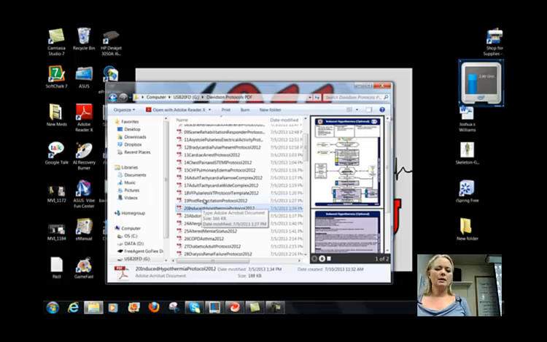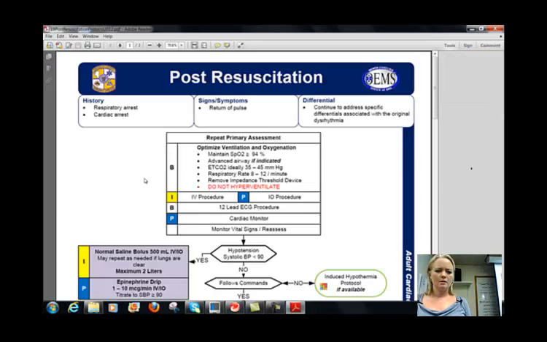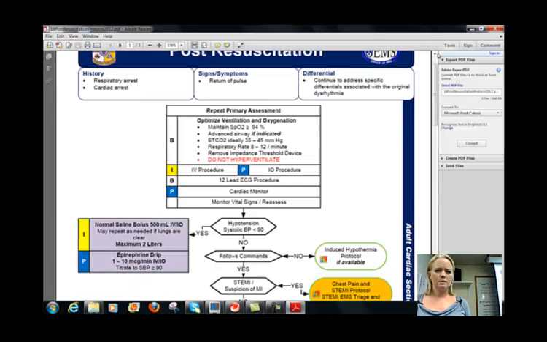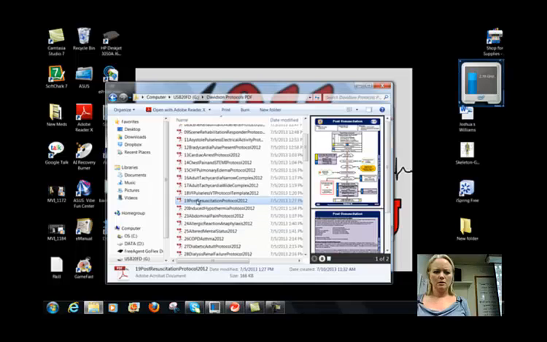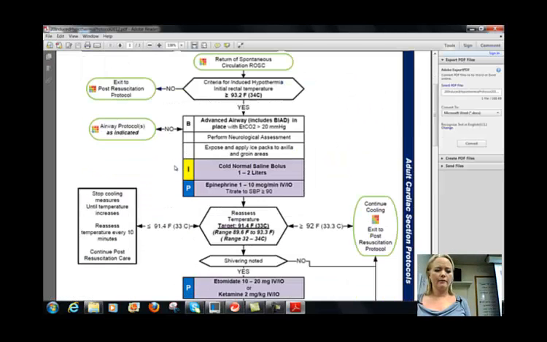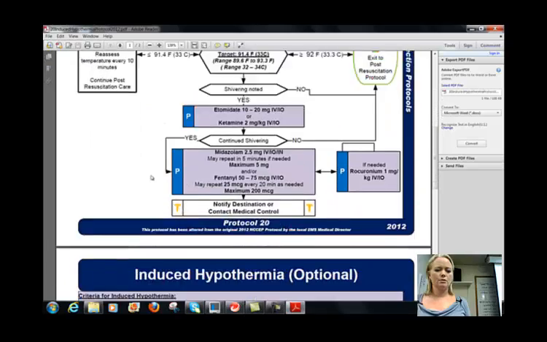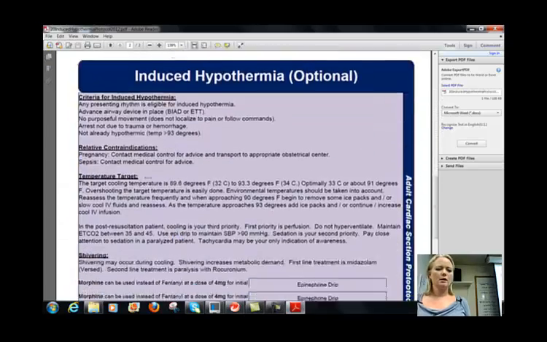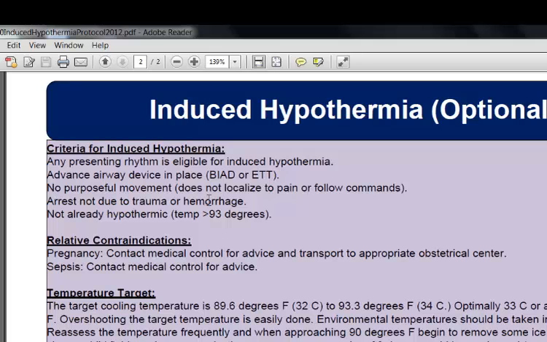Now, with that being said, let me go back to the criteria for cooling somebody. They have to be pretty out of it already. They can't be responding to painful stimuli. They can't have any presence of purposeful movement. And you can do this for any rhythm now. It used to be that you could only cool somebody that had a V-fib arrest, but now you can do this for any presenting rhythm.